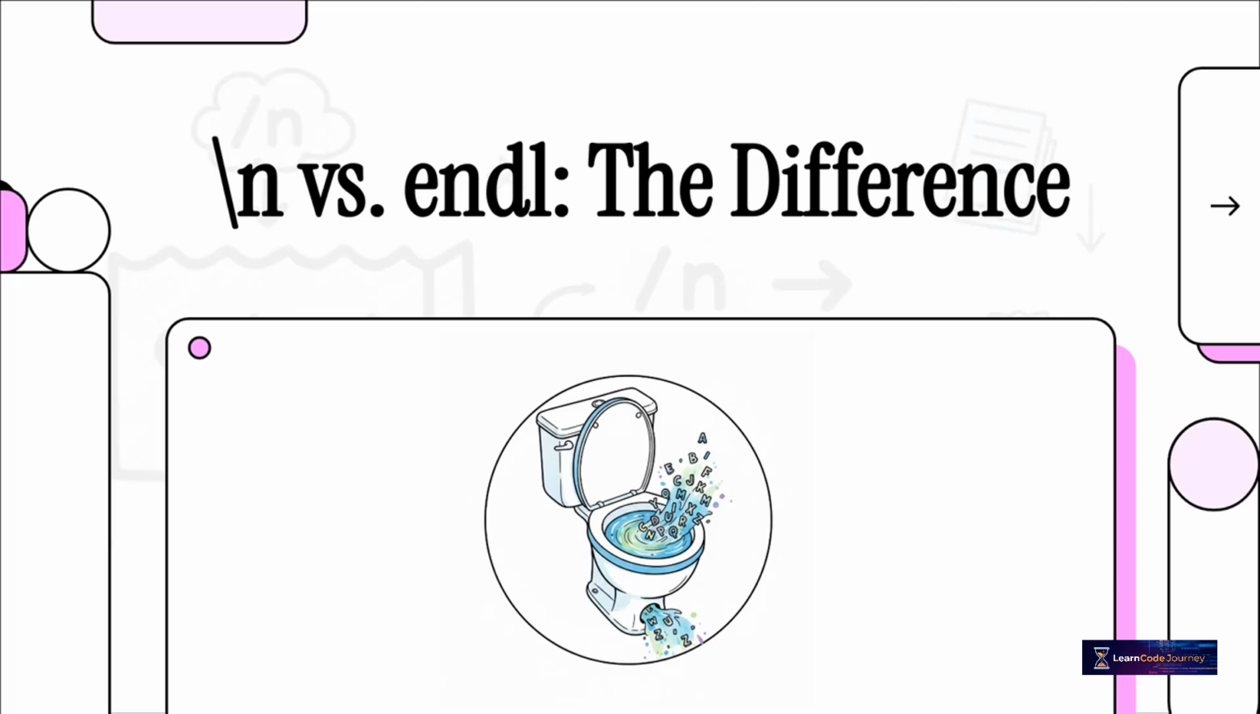All right, let's talk about something you've probably typed 1,000 times without even thinking about it. I'm talking about \n vs endl. Now, on the surface, this seems like a super simple question, right? But the answer? Well, the answer is key to understanding how your code really works under the hood.